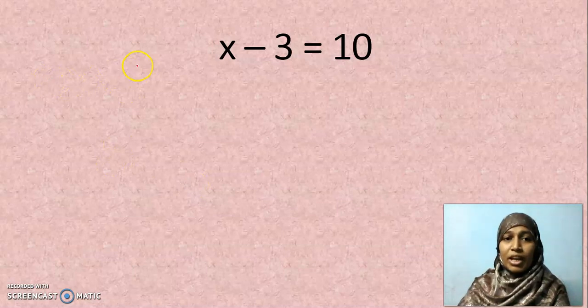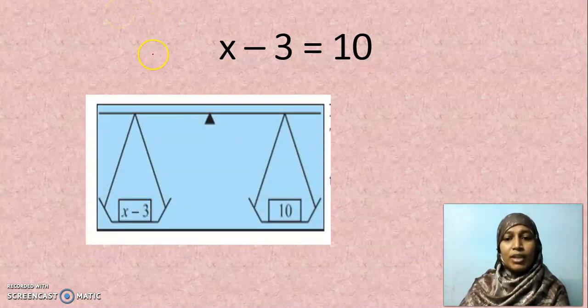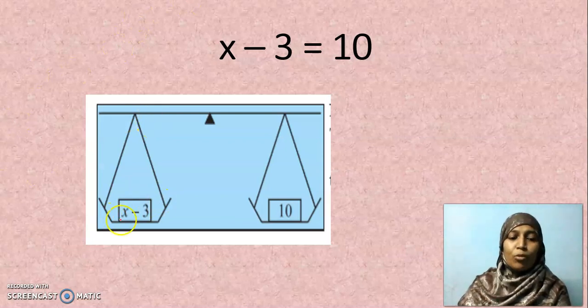See here, now I have one more equation, x minus 3. There I had x plus 3. Now I have x minus 3 is equal to 10. I have placed it in a balance. Now what should I do? I want only x here. I don't want this minus 3. If I erase it, it will go off. How to erase it off?